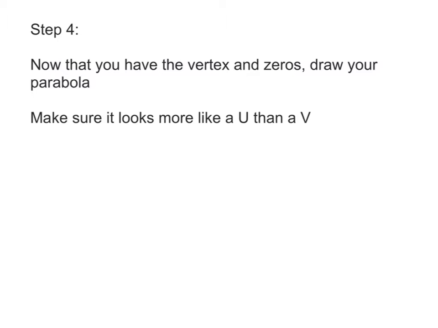Step 4, now that you have the vertex and zeros, draw your parabola. So you're going to put a dot on the vertex, you're going to put a dot where the zeros are, and then you're going to draw a parabola. Make sure it looks more like a U than a V, because a V is technically absolute value.